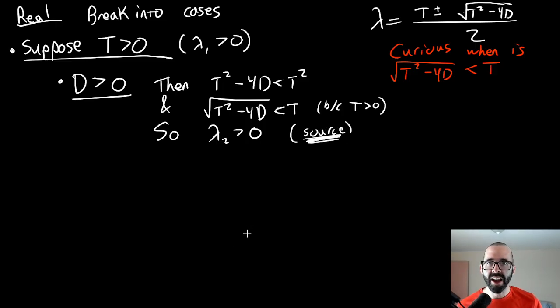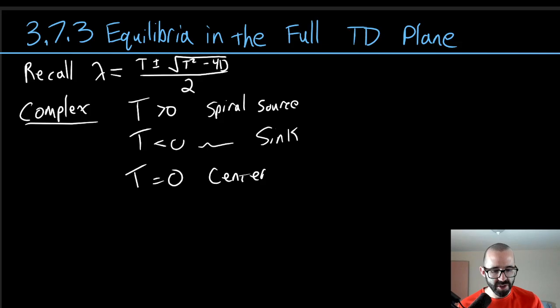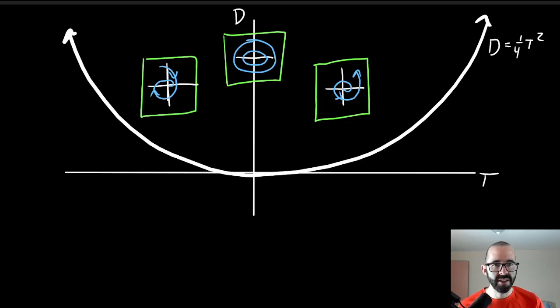We have a new thing for our graph. If the trace is positive and the determinant's positive, we have a source. And again, as long as we're in the real part of the trace-determinant plane, we have to be under this repeated real parabola. But if we're in the first quadrant, t is positive, d is positive. If we're in the first quadrant, we have a source. So let's write that down. This section is going to give us a source.